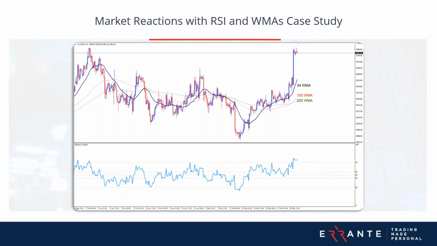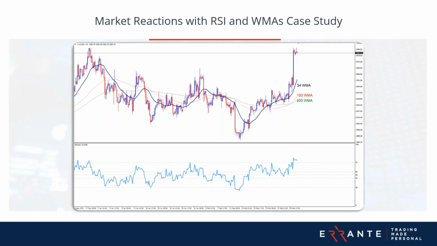And here, the 34 WMA could serve as the first level of support, followed by the 100 WMA, which aligns with the previous resistance, now turned support. In such a dynamic market, the retracement could extend to the 38.2%, 50%, or even 61.8% Fibonacci levels calculated from the most recent swing low to the swing high, from this point to this point. For example, if we want to imagine the correction here in the market.